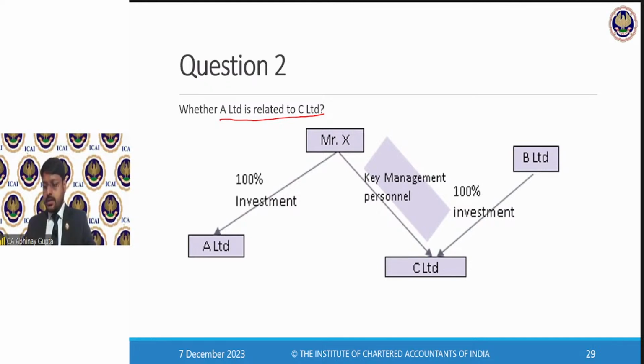Just simply type in the box. Whenever you say RP in the chat box, it means related party. Whenever you say not an RP, say NRP in the chat box, so I get to know your answer. The chart is already there. You need to identify whether A limited is related to C limited. Yes or no.